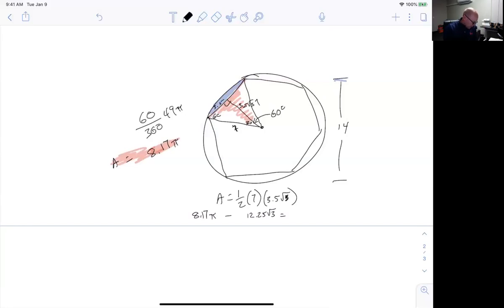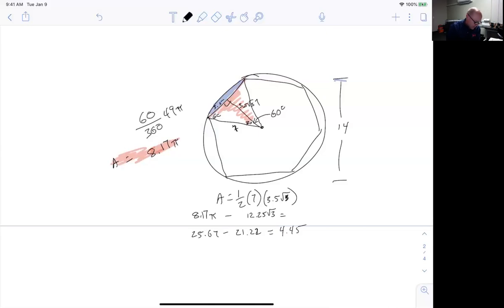So I can multiply these things out now. It's probably the easiest thing. So let's do 8.17 times pi. That gives me 25.67 approximately. Minus, let's multiply that out, 12.25 times the square root of 3. That gives me about 21.22 rounded. So I've got 25.67 minus 21.22, and I get 4.45 as the area of my blue section there, okay?